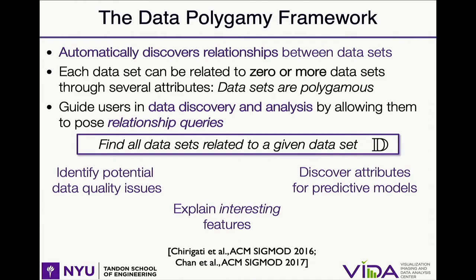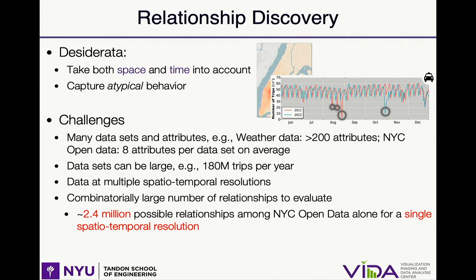So how do we go about solving this problem? What is this relationship discovery? First, what are the desiderata? We're dealing with urban data, and most of it has both spatial and temporal components, so we need to take space and time into account. And because of our motivating example, we're really interested in looking at atypical behavior.